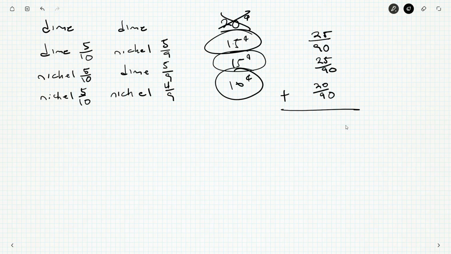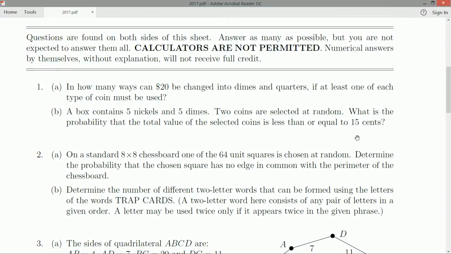So now we want the total probability. Well, none of these outcomes interfere with each other. They're all mutually exclusive. You can't pick a dime and a nickel and also have picked a nickel and a nickel. Doesn't work like that. So we can just add these up, and that's why I've left them all over 90 instead of dividing by 5s anywhere. So we can get 25 plus 25 plus 20 is going to be 50 plus 20, or 70 out of 90, and I would reduce that to 7 out of 9. So 7 out of 9 times we will pick coins that total less than or equal to 15 cents.